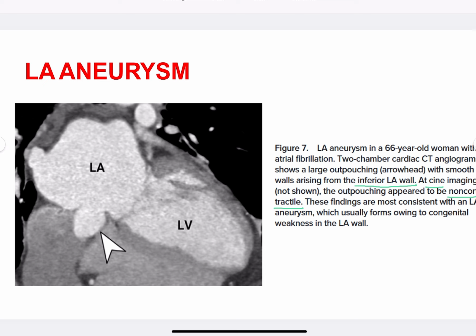Now here we can see there is this outpouching from the inferior wall of the left atrium. On the cine images, which are not shown here, the outpouching was non-contractile, and this is an example of left atrial aneurysm.